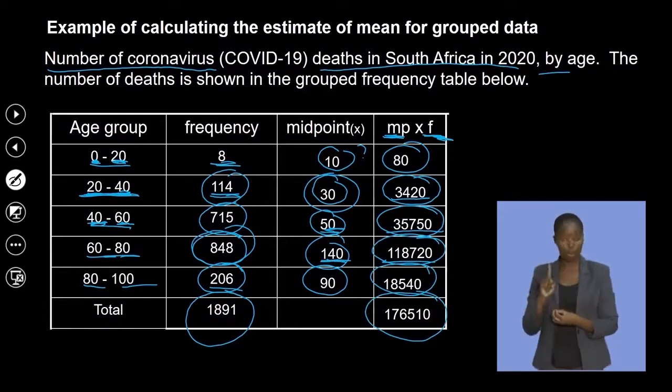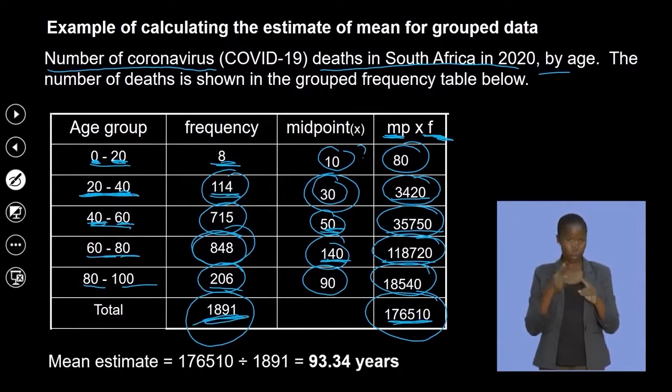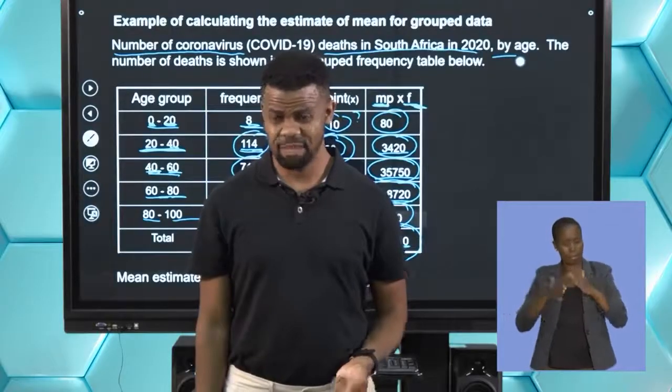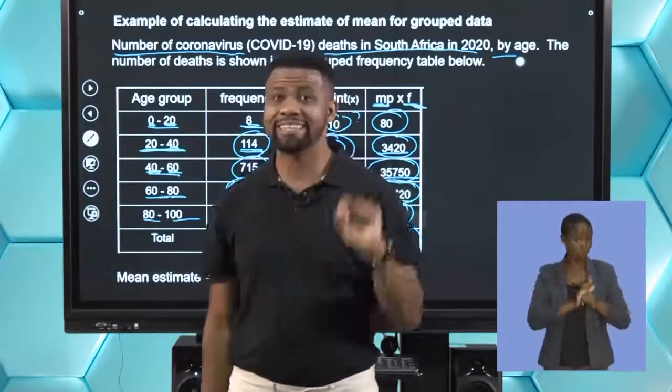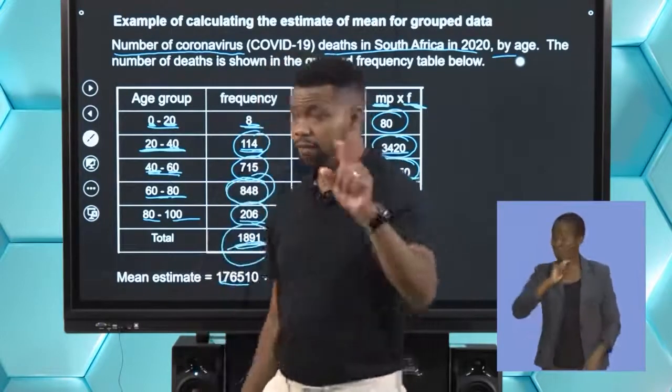Are we together? Now, what do we have to do? We have to divide the total by the total frequency. So if we do that, the total divided by frequency, we get 93.34 years. That's the average age of dying from COVID-19. But remember, this is an estimated mean, not an actual mean. But I have a question for you.